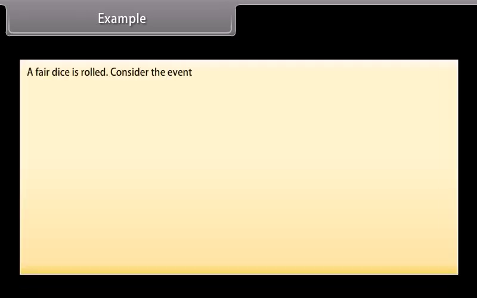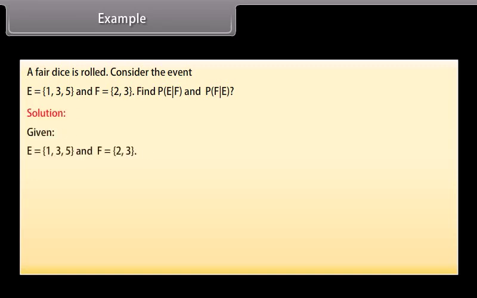Example. A fair dice is rolled. Consider the event E is equal to {1, 3, 5} and F is equal to {2, 3}. Find the conditional probability of E when F is given and conditional probability of F when E is given. Solution. Given E is equal to {1, 3, 5} and F is equal to {2, 3}. E intersection F is equal to {3}. Probability of event E is equal to 3 by 6. Probability of event F is equal to 2 by 6. Probability of E intersection F is equal to 1 by 6.